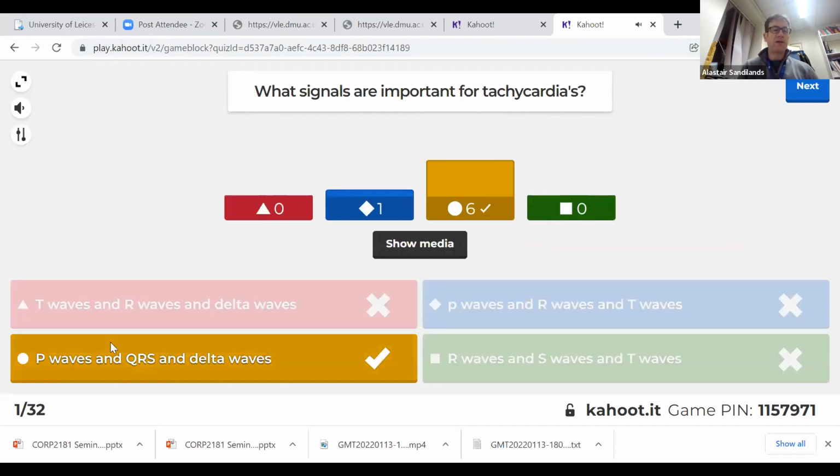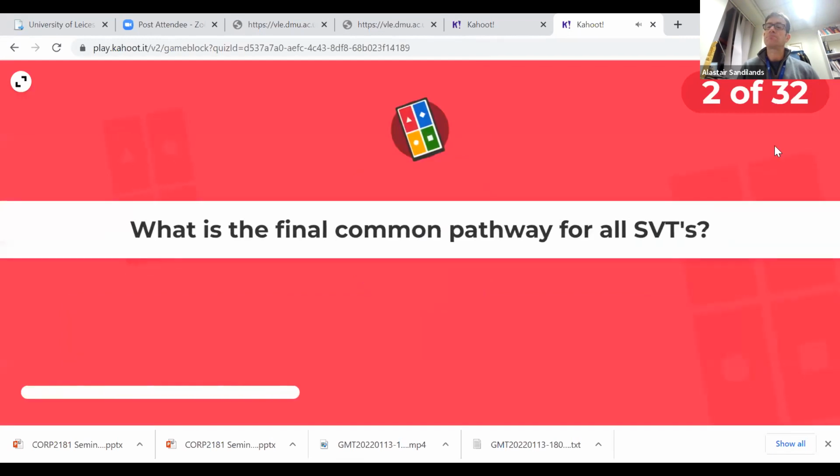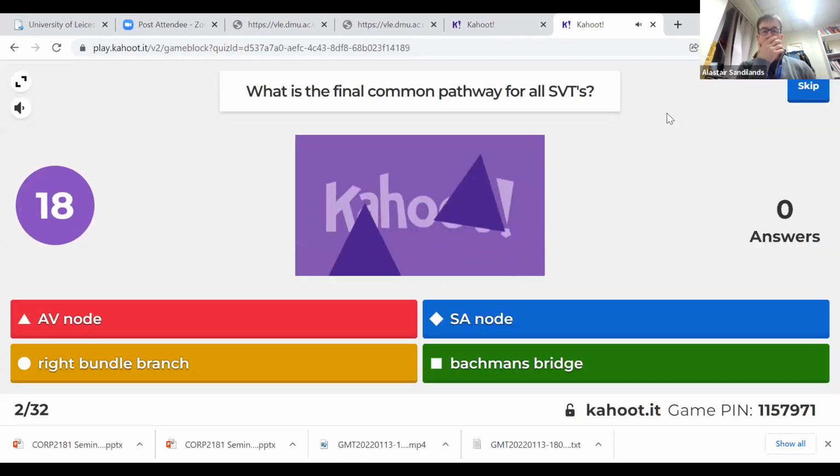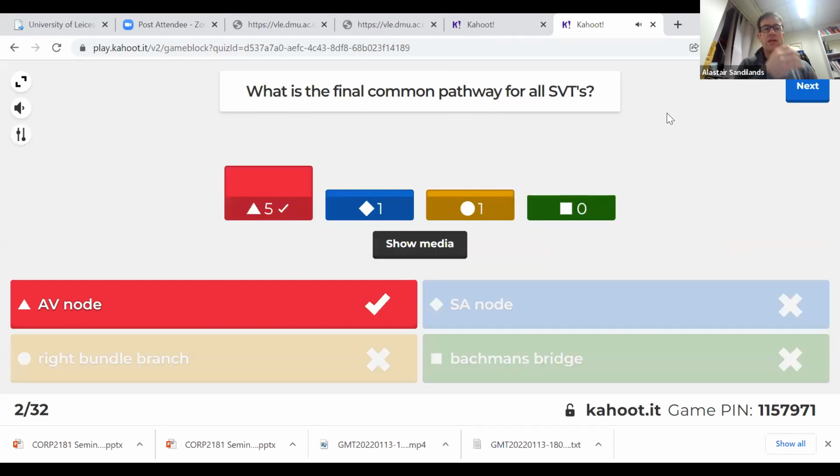Yeah, so P waves, QRS, and delta waves are most important. These are the most important waves. Yeah, so it's the AV node. AV node is the final common pathway. All of them go down to the AV node.